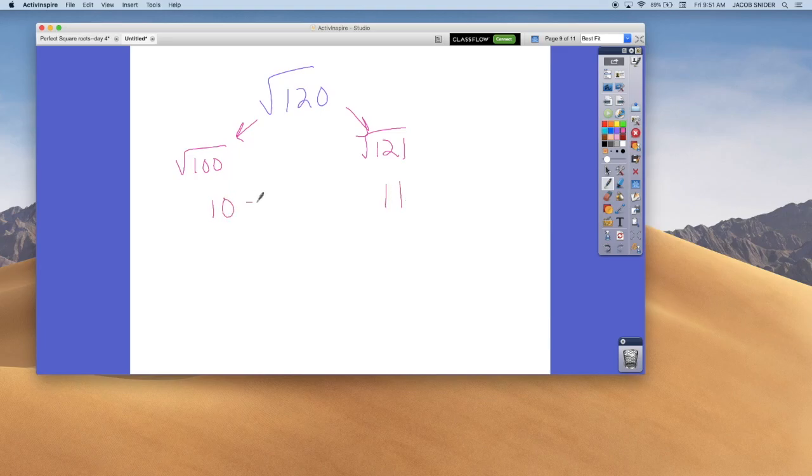Okay, here's my number line. 120. Which one is it closest to? It's 20 away here. And it's only 1 away here, so I know it's going to be close to 11. Real close. So I might think 10.9. 10.9 for my estimate. Okay? All right, last one.